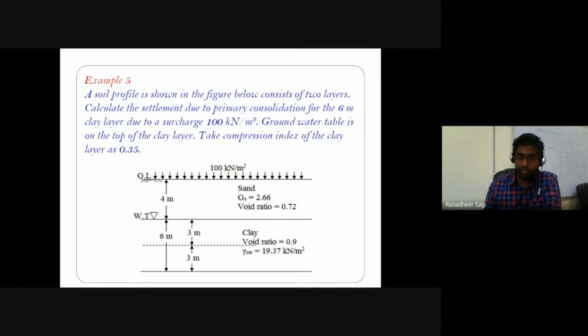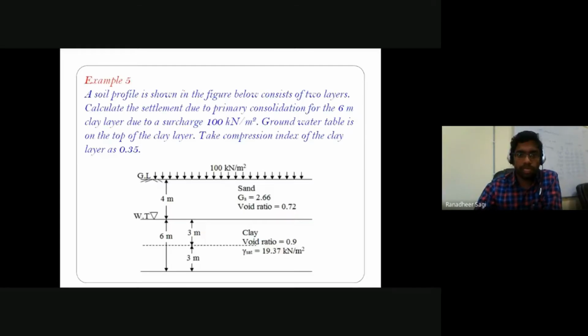So for doing that, what do we need to calculate? Now, how do we estimate the settlement? Because your compression index Cc value is given. Let me note down the data that is given in the problem. Cc is given as 0.35, right? And the increment in stress, that is delta sigma, is given as 100 kilonewton per meter square. So delta sigma is known.